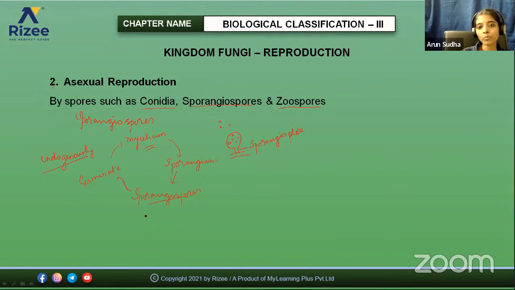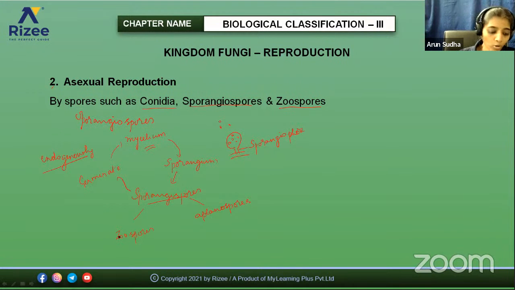And the sporangiospores, there are two types. One is called the zoospores, and the other one is aplanospores. So what is the difference between zoospores and aplanospores? I hope you are clear with this. Hope it is easy for you to follow, right?